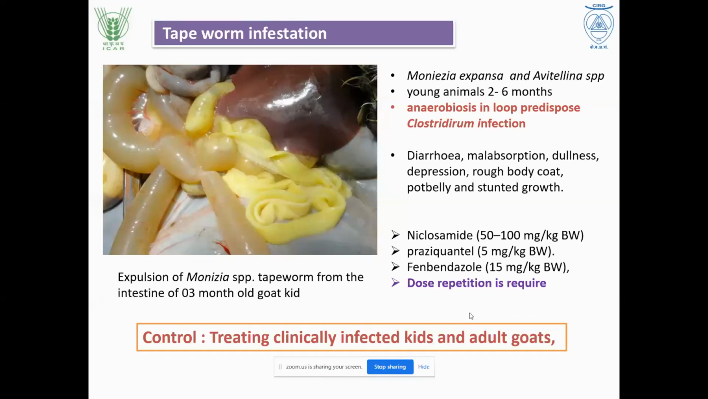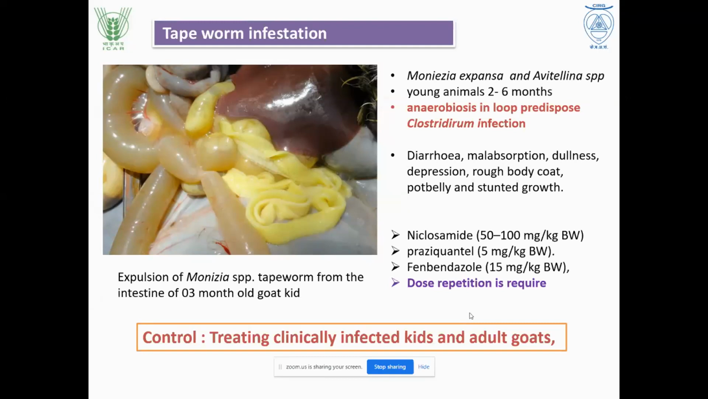Generally, the treatment of tapeworm infestation requires repetition of the treatment. One dose is not very effective. So you need repetitions continuously for 2 to 3 days, and you also need to repeat the medicine after 2 to 3 weeks. Then you can control the tapeworm.